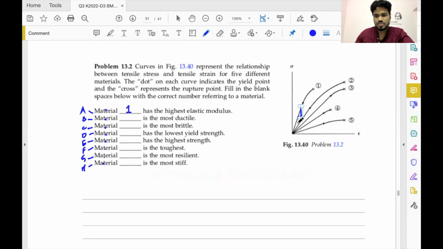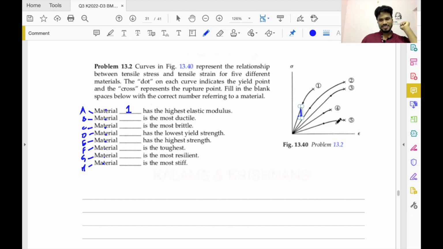Okay, so 5 has the least elastic modulus. Then let's go to B, which is most ductile. Is it 5? We have to be careful. What is ductility? How do we quantify ductility? Sorry, it's 2.